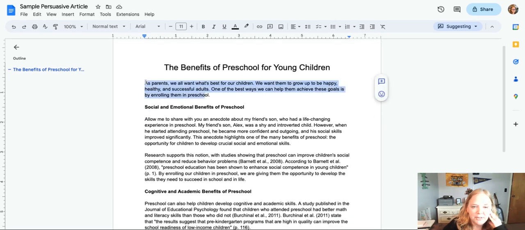The introduction to this piece says, "As parents, we all want what's best for our children. We want them to grow up to be happy, healthy, and successful adults. One of the best ways we can help them achieve these goals is by enrolling them in preschool."